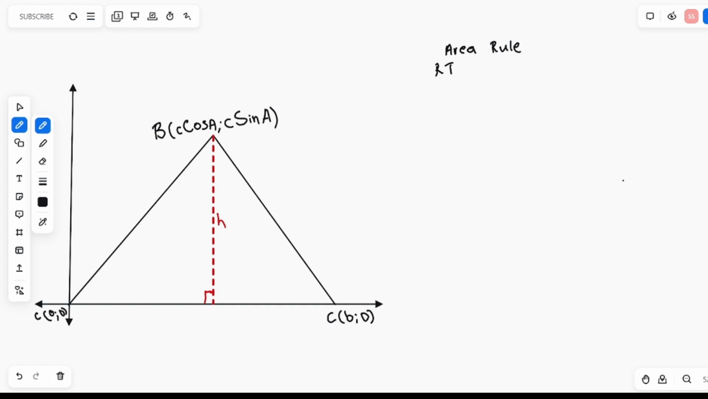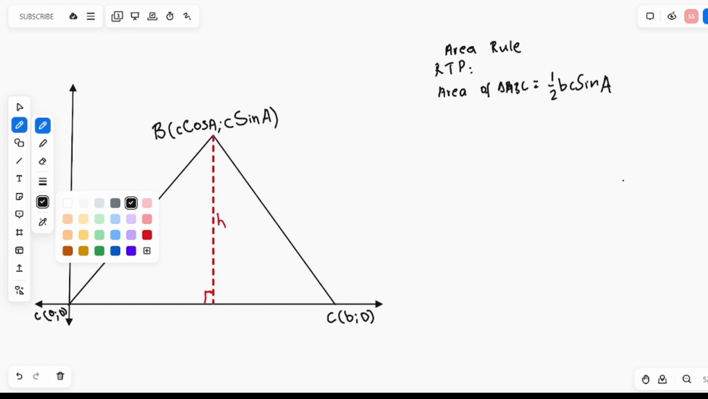We are required to prove the area of a certain triangle. For example, the area of triangle ABC is going to be equal to 1 over 2 BC sine A, isn't it? So we are going to find the area of this triangle.